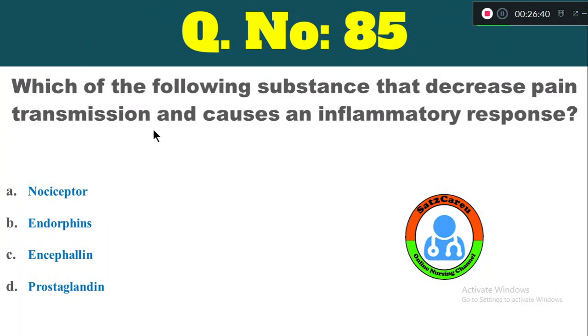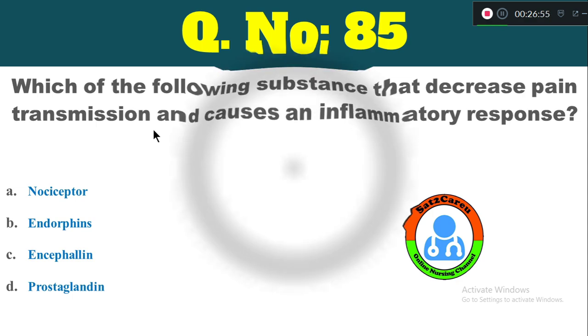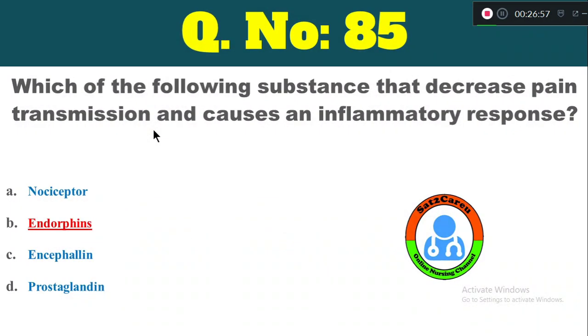Question number 85. Which of the following substances decreases pain transmission and can cause inflammatory response? Option A, nociceptor, B, endorphins, C, enkephalin, option D, prostaglandins. The right answer is option B, endorphins are the substances which can decrease the pain transmission which is caused due to any inflammatory response.